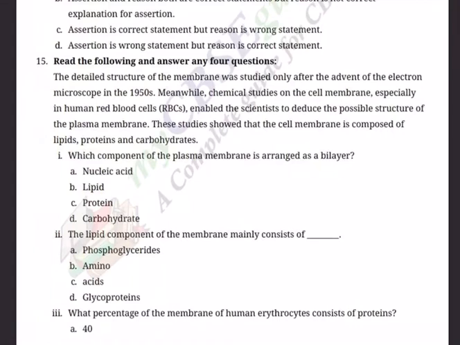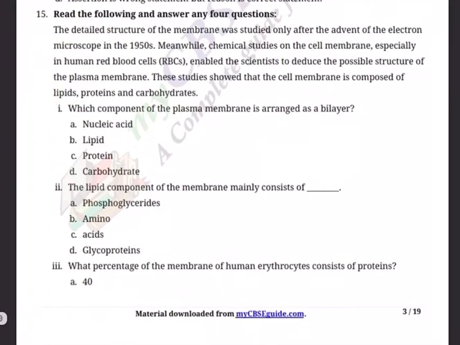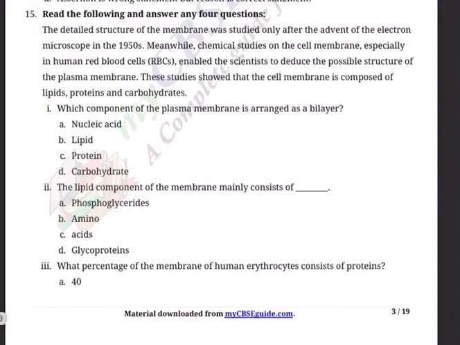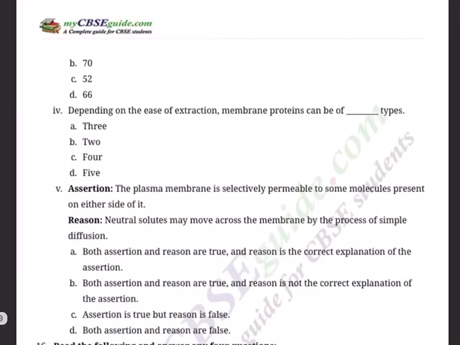Question 1. Which component of the plasma membrane is arranged as a bilayer, 2 layers? A, nucleic acid. B, lipid. C, protein. D, carbohydrate. Question 2. The lipid component of the membrane mainly consists of A, phosphoglycerides. B, amino acids. C, glycoproteins. D, proteins.